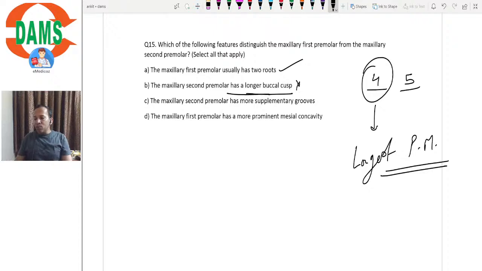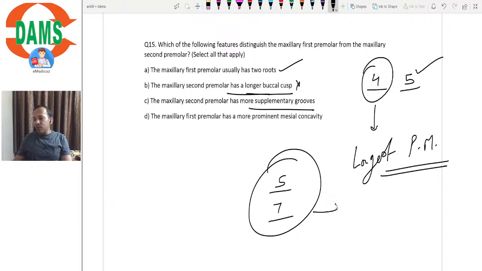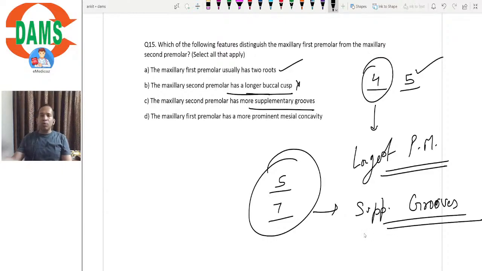The maxillary second premolar has more supplemental grooves. Yes, this is correct. Always remember that amongst the premolar, the upper 5, and amongst the molar, the upper 7, right? So upper second premolar and upper second molar, they both have more supplemental grooves. So option C is correct, option A is correct. Option D says the maxillary first premolar has a more prominent mesial concavity. Yes. So mesial marginal groove which continues into mesial surface depression, right? Mesial developmental depression.